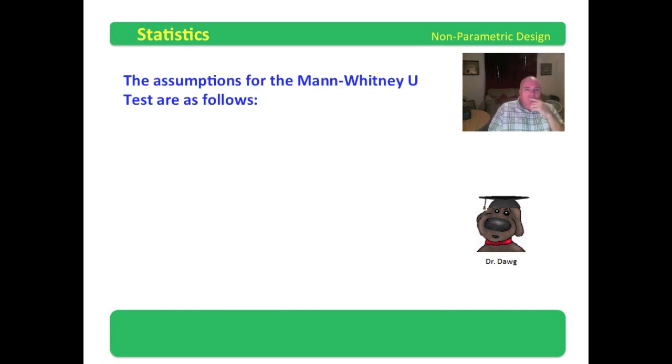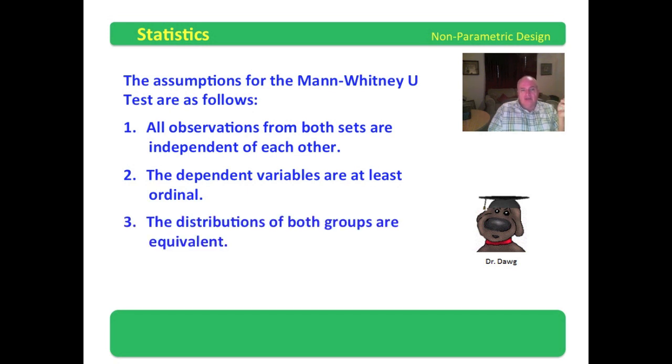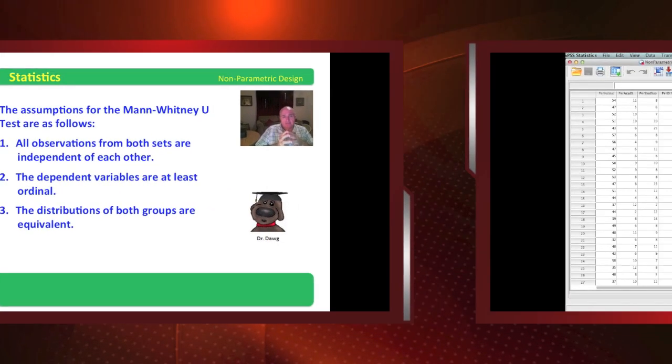The assumptions for the Mann-Whitney U test are as follows. All observations from both sets are independent of each other, and the dependent variables are at least ordinal. Now, many researchers say the distributions of both groups are equivalent. I don't know about that. When I put it here, that's what you're actually testing. Now, we will move into SPSS and demonstrate for you the methodology for conducting a Mann-Whitney U test.